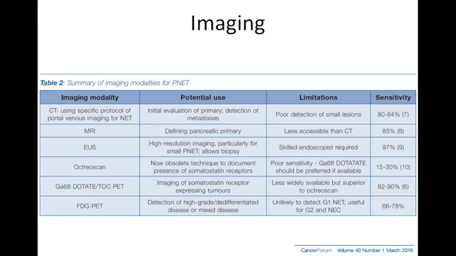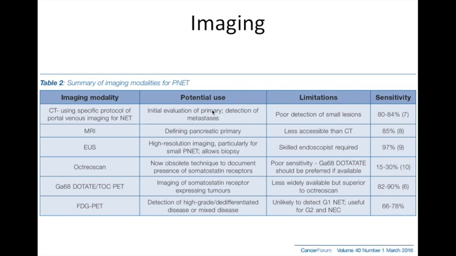Okay, so next we're going to go over imaging of PNETs and just kind of try to cover some of the basics here. So this is a nice table that summarizes the different things that you can use for imaging and their sensitivities. The two basic ones that we're all aware of, probably the two most common that are used, particularly for screening, are CT and MRI. And typically we just use CT here.